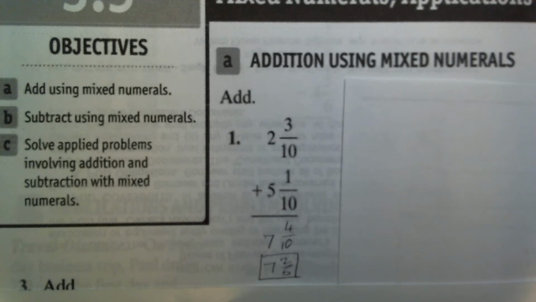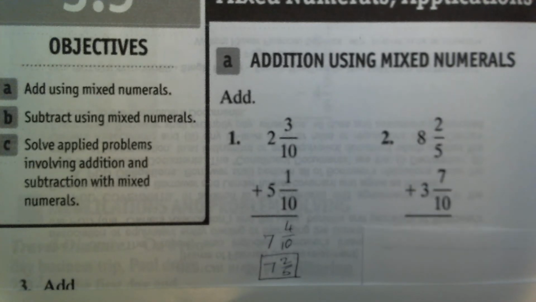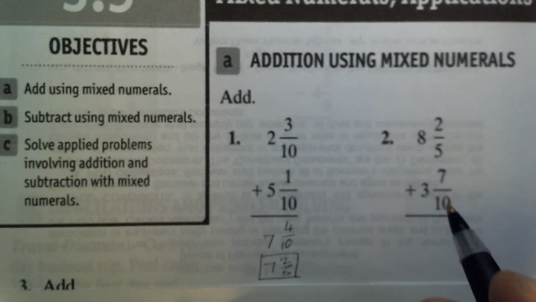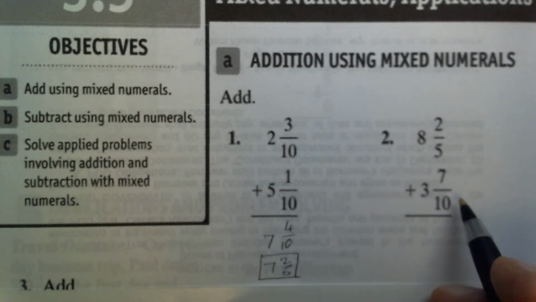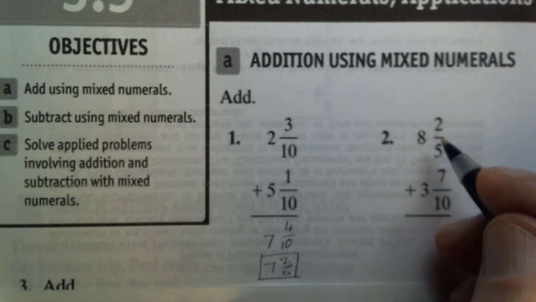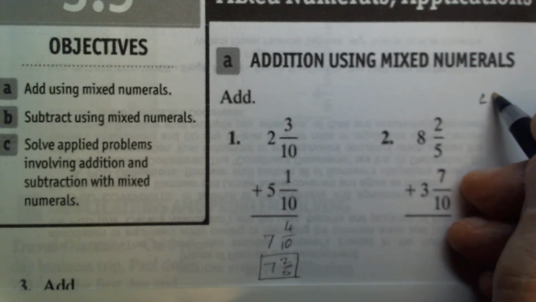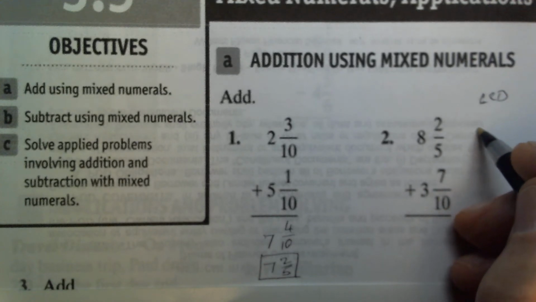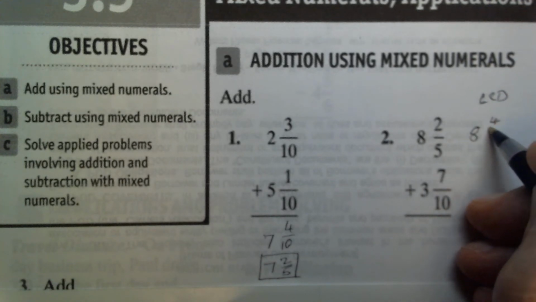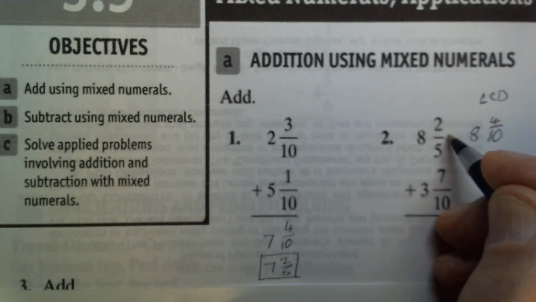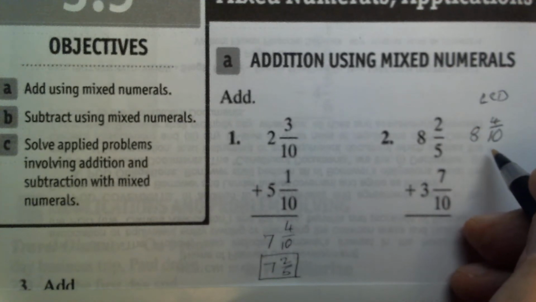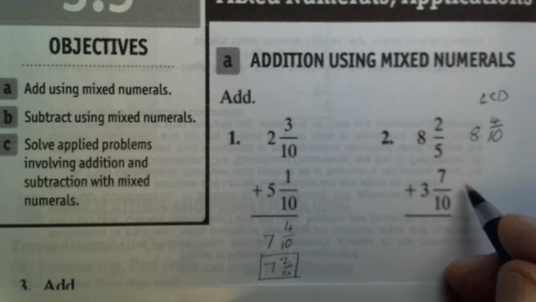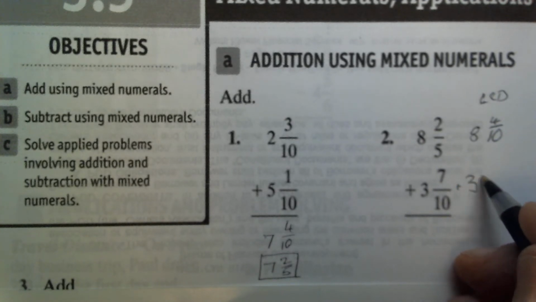Now let's look at another problem here, exercise number 2. When we look at the fractional parts, we realize that we have different denominators. So we need to have the same denominator. And so the LCD for the fractional parts is 10, because 5 goes into 10. So we can rewrite this as 8 and 4/10. We multiply numerator and denominator by 2 to get tenths in the denominator. And then we add 3 and 7/10.